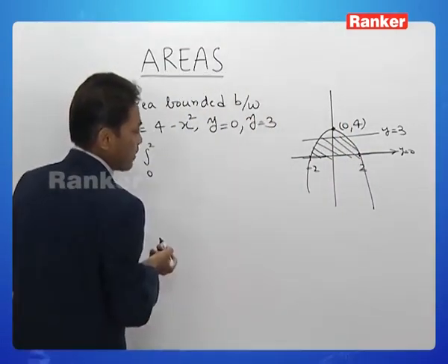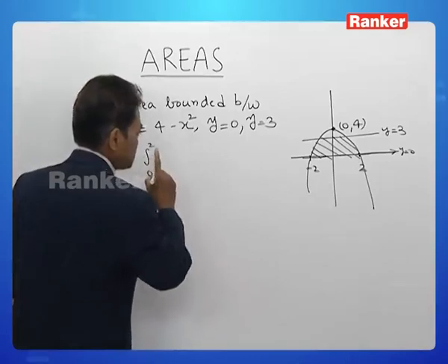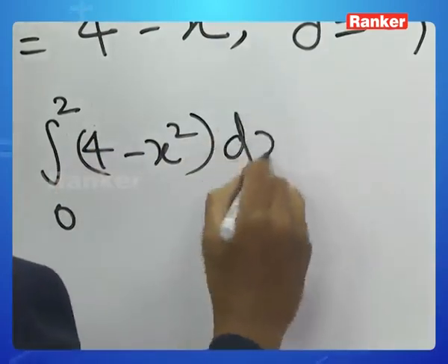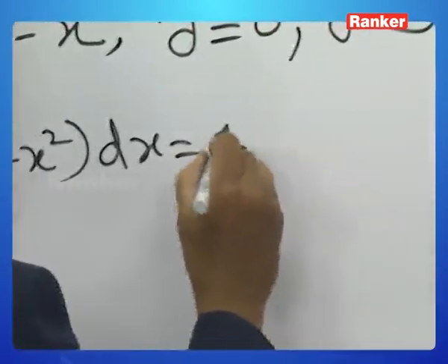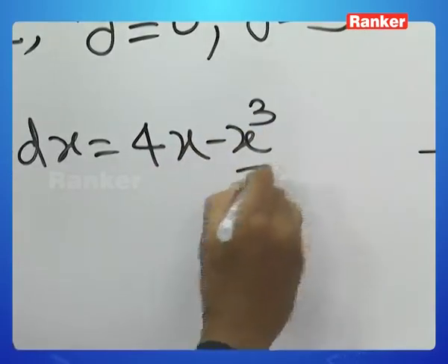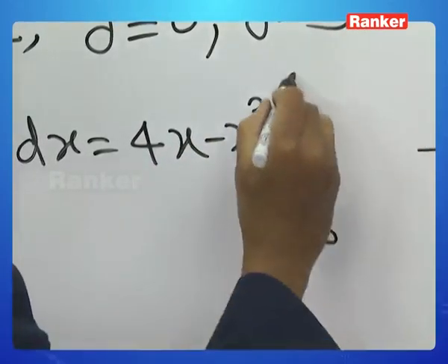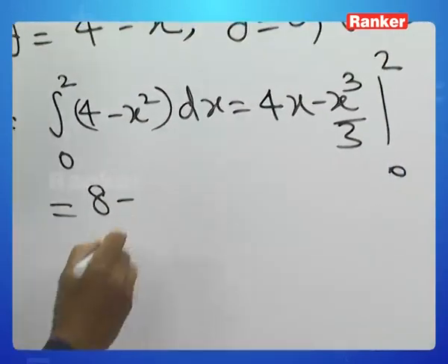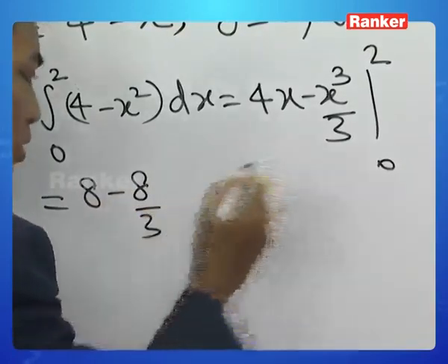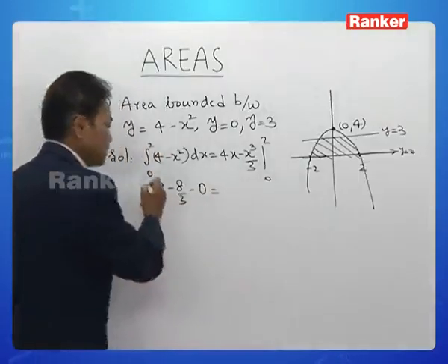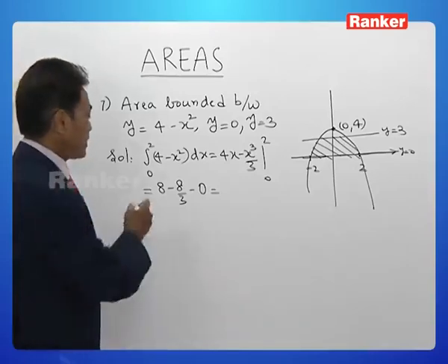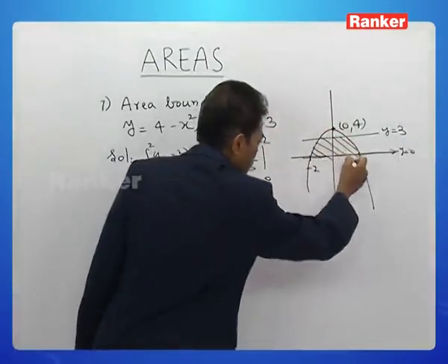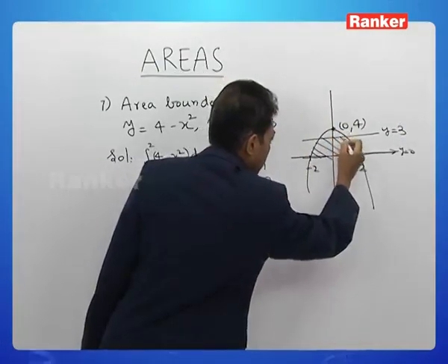So, let us go for the upper curve 4 minus x square dx. So, what we get here, integration 4x minus x cube by 3, 0 and 2. 4 into 2 minus 2 cube by 3. Lower limit is 0, so no need to write. 3 8s are 24. 24 minus 8, 16 by 3. But this area includes the total area. But we want this area to be subtracted.